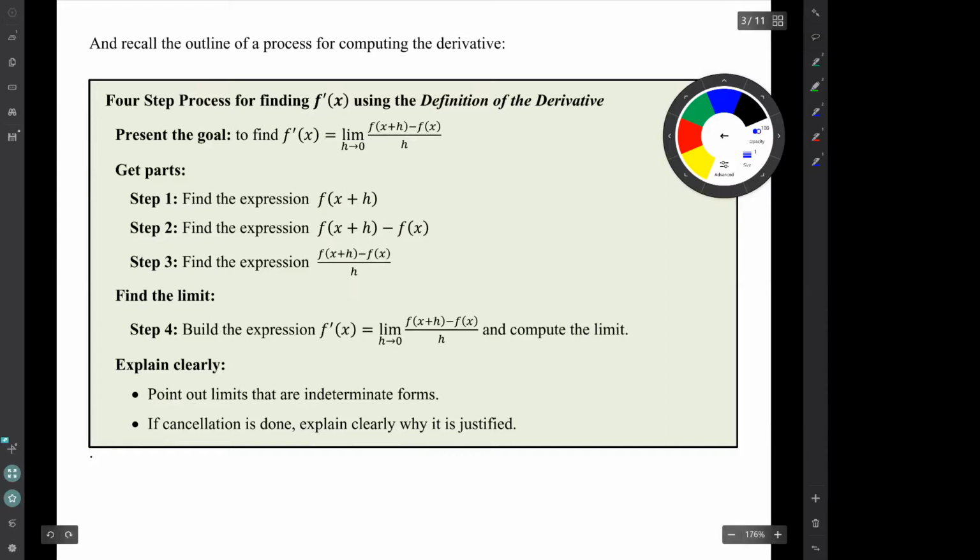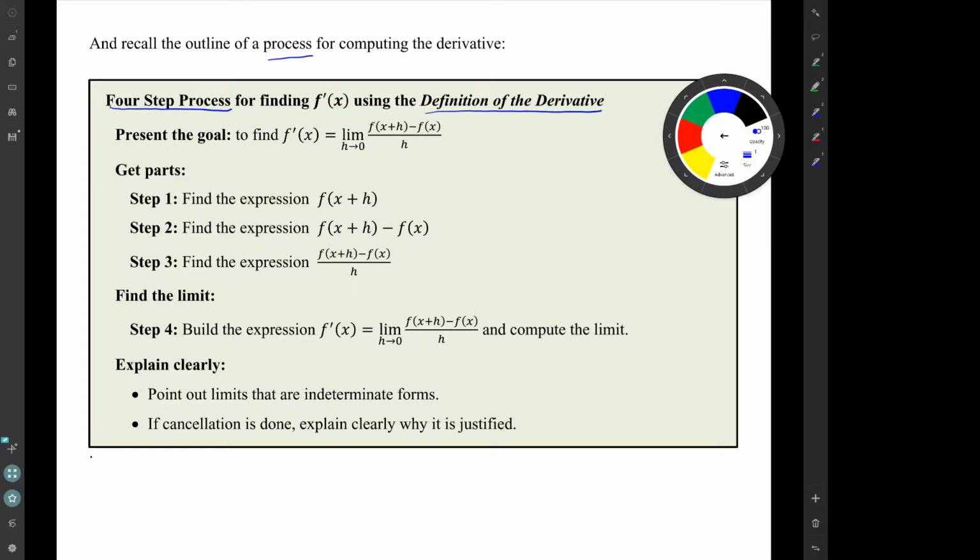And recall the outline of a process for computing the derivative. I discussed this in the previous video. I discussed that the book has something called a four-step process for finding f prime using the definition of the derivative. I discussed in the previous video that I don't really like their process because it obscures the most important steps. I presented my own version of a process. I decided to instead use the book's four-step process, but just improve it a bit.